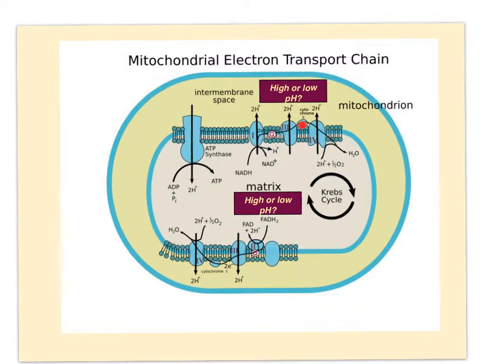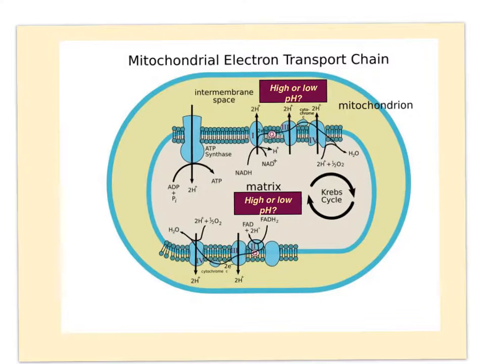So the whole purpose of the electron transport chain, again, is to pump protons out by the movement of electrons. And then for oxidative phosphorylation, these protons come back through the turnstile called ATP synthase in order to make ATP from ADP. Okay, so now let's start to use some of our chemical logic.